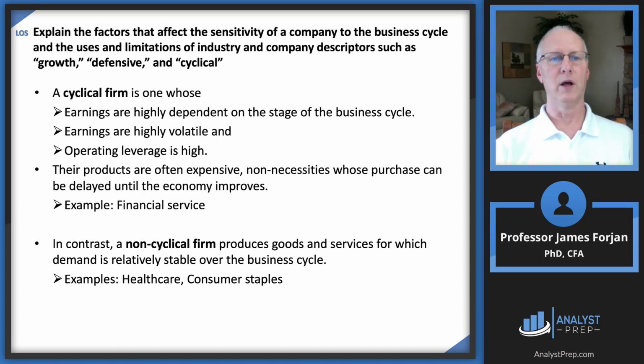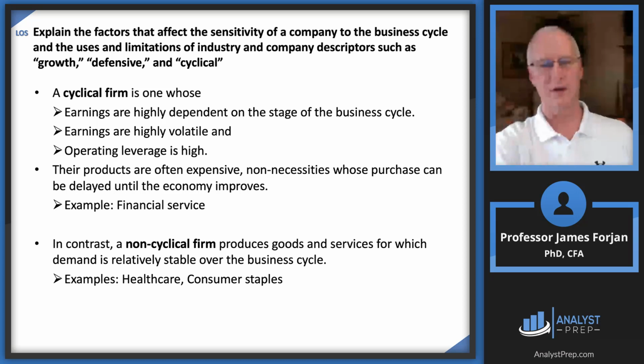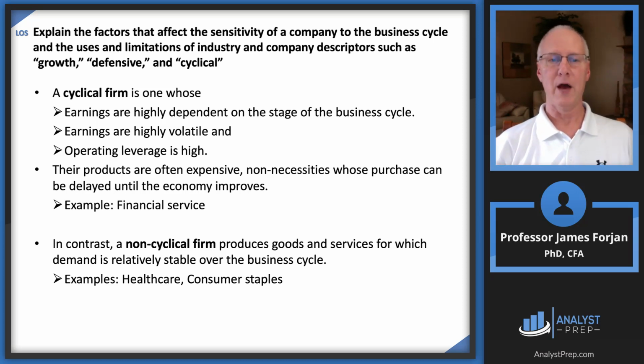Moving on to the next LOS, let's take a look at the relationship between the business cycle and growth stocks and defensive stocks and cyclical stocks and industries. So a cyclical firm is one whose earnings and cash flows are highly dependent on the stage of the business cycle. Earnings are highly volatile, right? If the business cycle goes like this, it goes like this, and goes like this, that means that earnings and cash flow, they're going to do the same thing. And that must mean that operating leverage is high. Financial services is a good example.